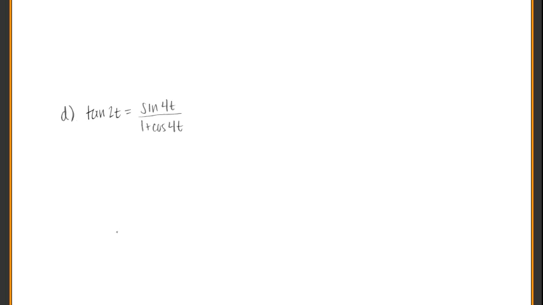All right, with this last identity, there's kind of a trick to it, so you guys are going to have to follow me through it real quick, but this is our last one. We can call this lesson finished. Tangent 2t, we don't really know anything for tangent other than the fact that we can write it as sine over cosine, and then here's the trick right here.